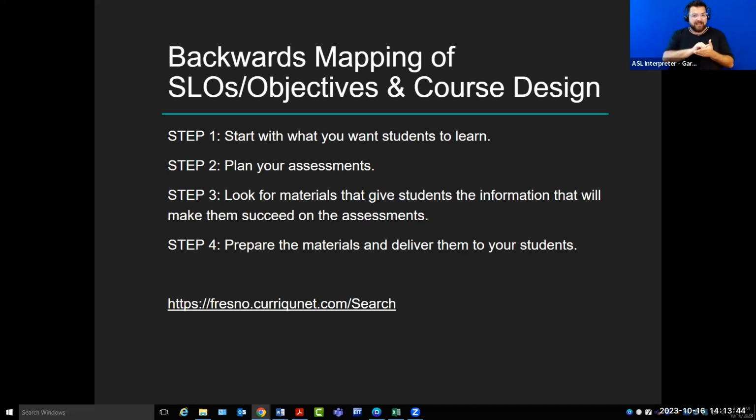Okay, so this is your SLOs and the objectives of your course. And then you're going to plan your assessments based on that. Okay, and then you're going to look for the materials that give your students the information that will make them succeed on those assessments. All right, so that's where you go, and you're looking for the OER materials, the ZTC materials, perhaps in your library or online, and then you prepare the materials and deliver them to your students. So these are the steps that we're going to follow.